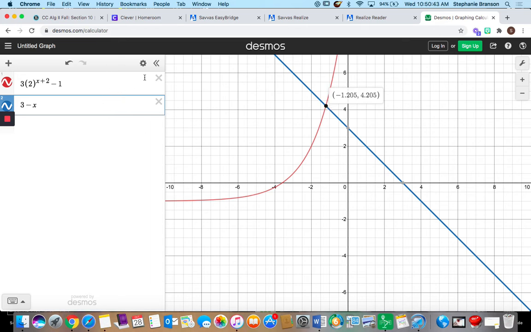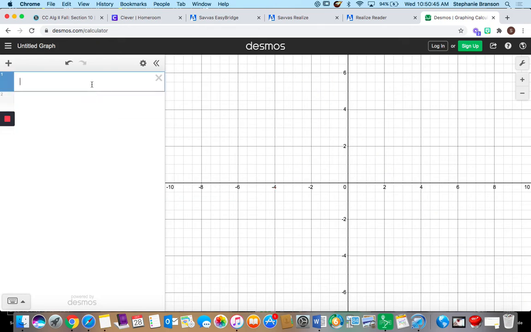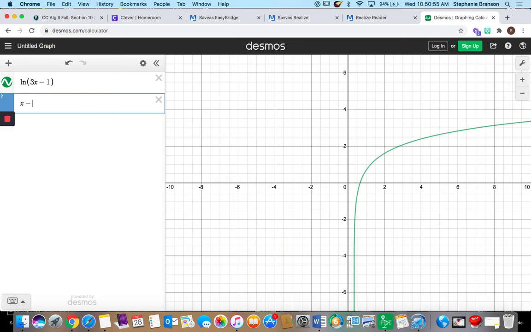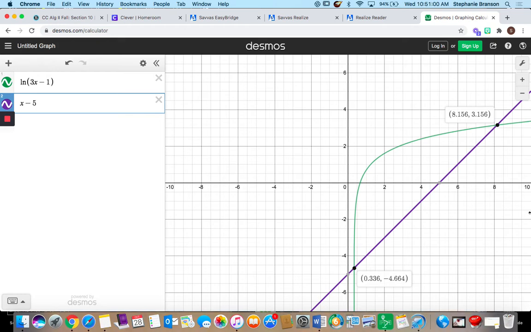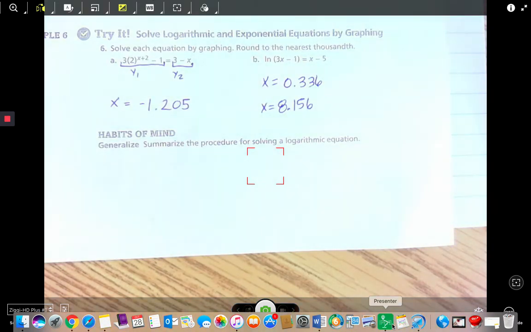We're going to do the same for the next one. I've got the natural log of 3x minus 1 is equal to x minus 5, and this has 2 points of intersection, right? First one is x is equal to 0.336. Second one is x is equal to 8.156. Let Desmos do all the work for you if you can. So these are our two answers.